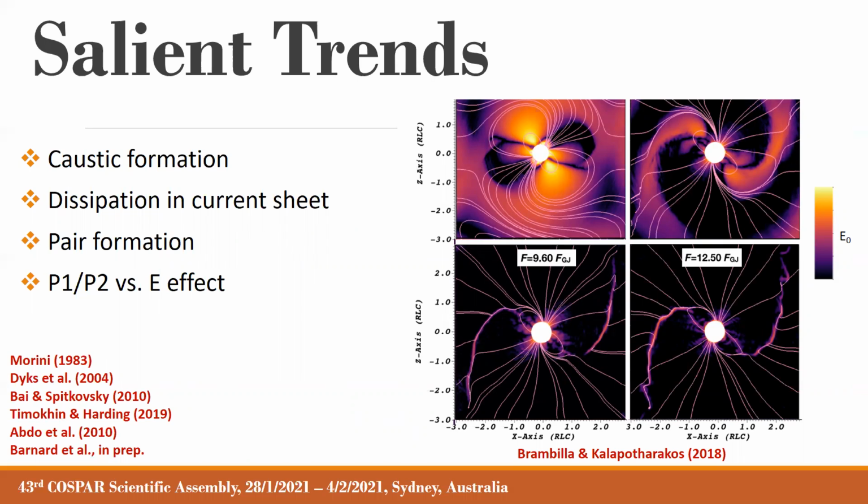Also, we believe now there's consensus that there's dissipation happening in the current sheet. So the focus moves from the interior of the light cylinder more to the exterior of the light cylinder, in the current sheet region, where the magnetic fields of opposite polarity come together, and there's this sheet of dissipation and probably magnetic reconnection happening there.